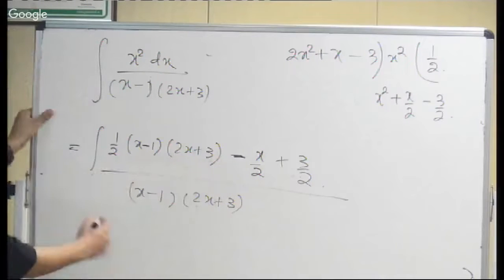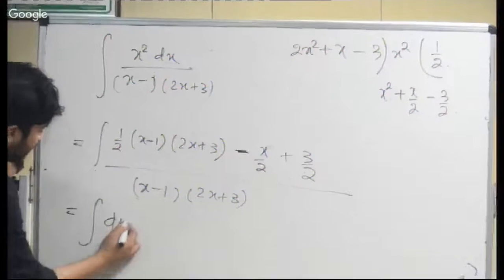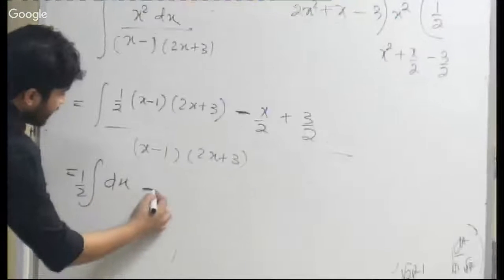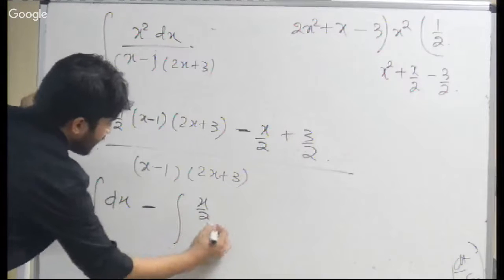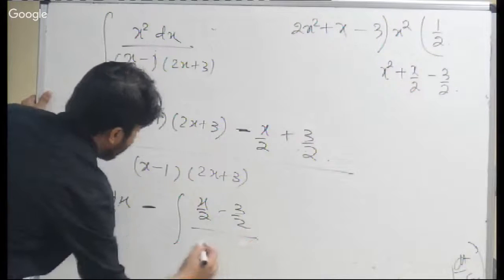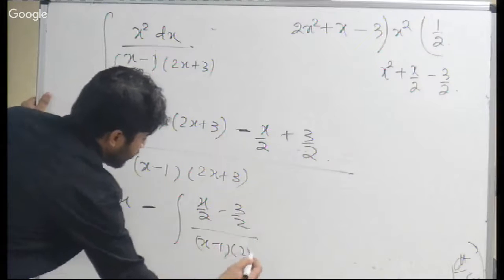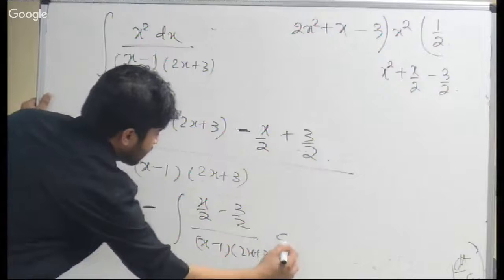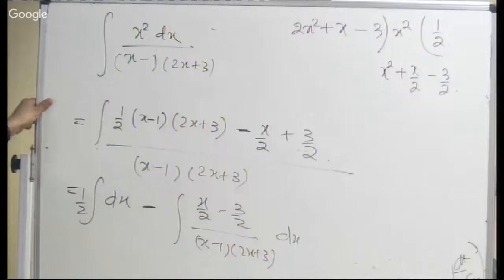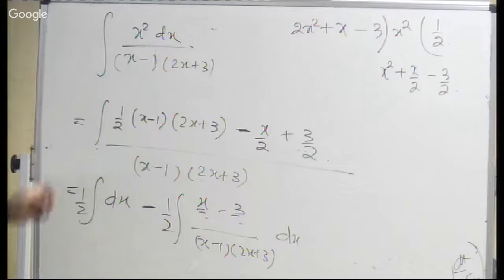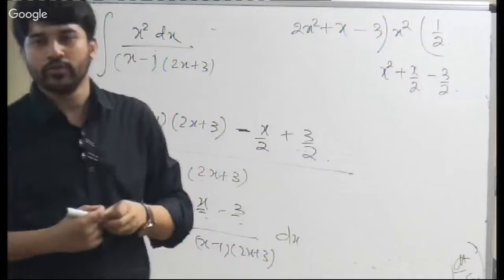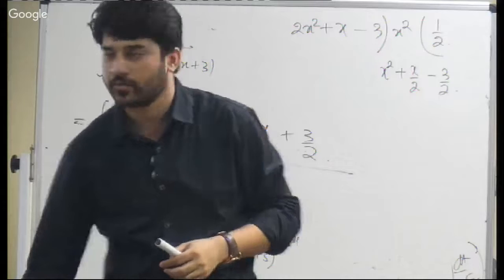So we can easily break this as ∫dx half minus (x by 2 minus 3 by 2) upon (x minus 1) into (2x plus 3) dx, right? And I'm going to put half outside. So now we are actually going into the partial fraction form.